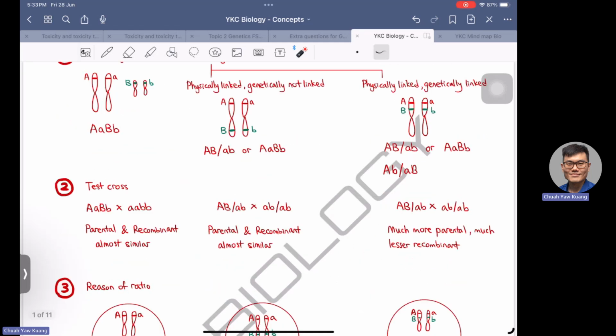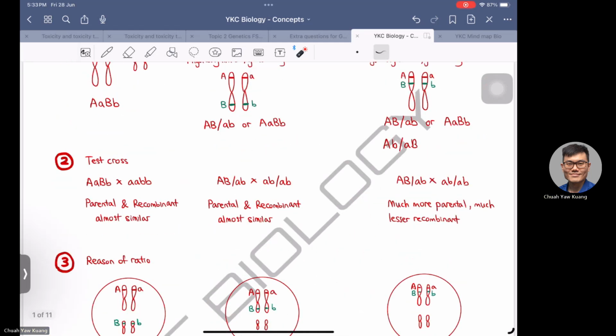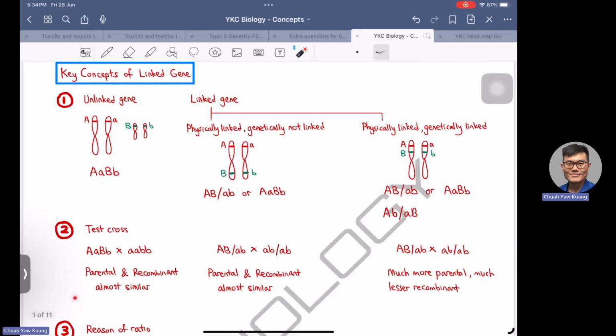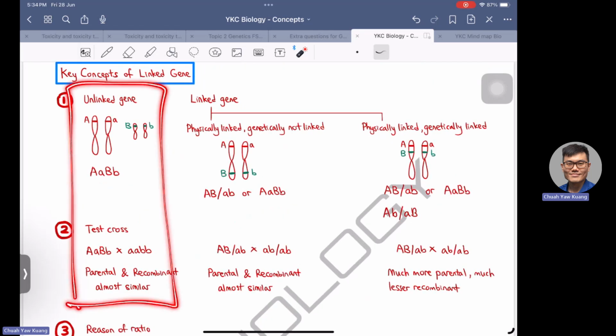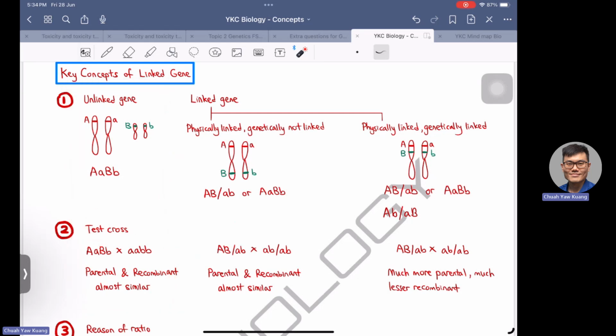Then next, we'll move on to concept number 2. When we do questions related to linkage, normally we will look at the ratio of the offspring. If it is unlinked, normally we will do the test cross, and we will find that the number of parental offspring and recombinant offspring is almost similar.